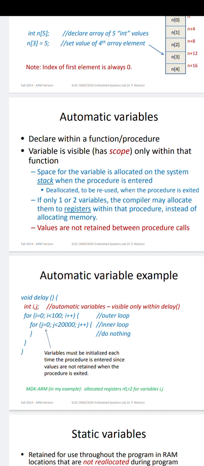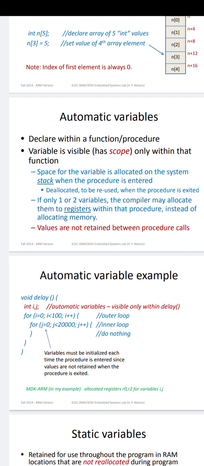Now an example of these automatic variables: we can write void delay, int i, j. There are two for loops used here, with i and j, as the outer loop and the inner loop.